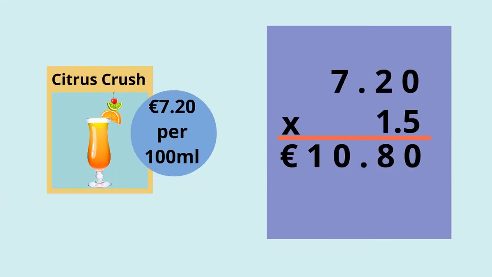As usual, there's a few different ways of doing this. The way that I'm going to show you is by multiplying by 1.5, because we want 1.5 of that price. When we do that, we get $10.80.